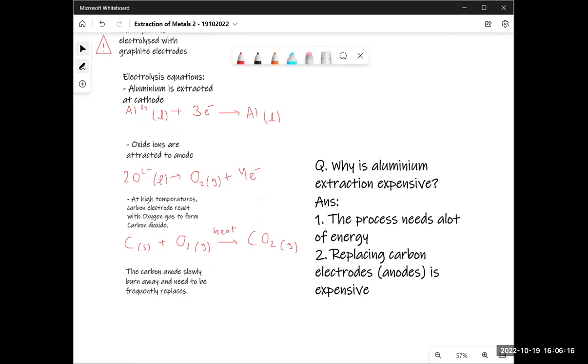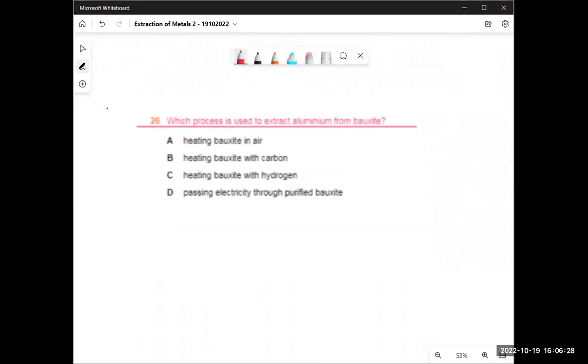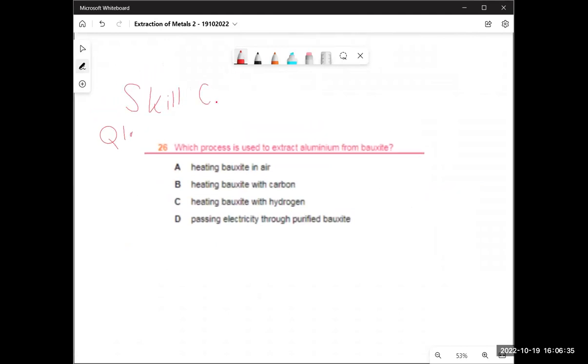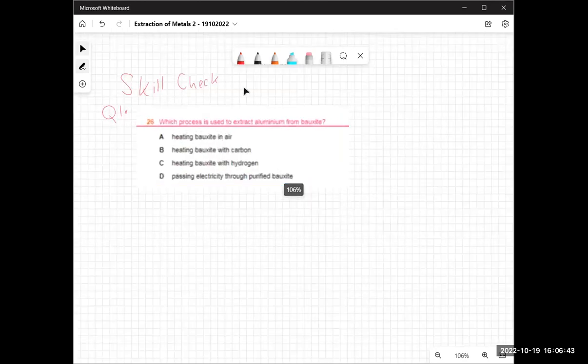I'm getting a past paper question for you. Just a second. Now, this is called skill check. This is the part of the class where we solve questions and try to understand how to apply the knowledge I gave you in your notebook.